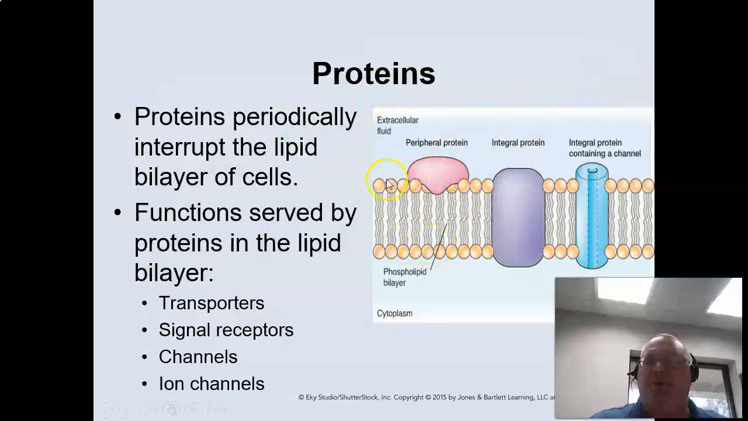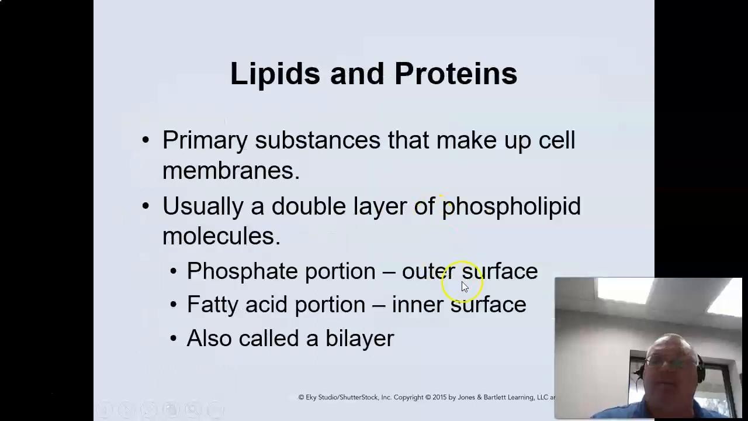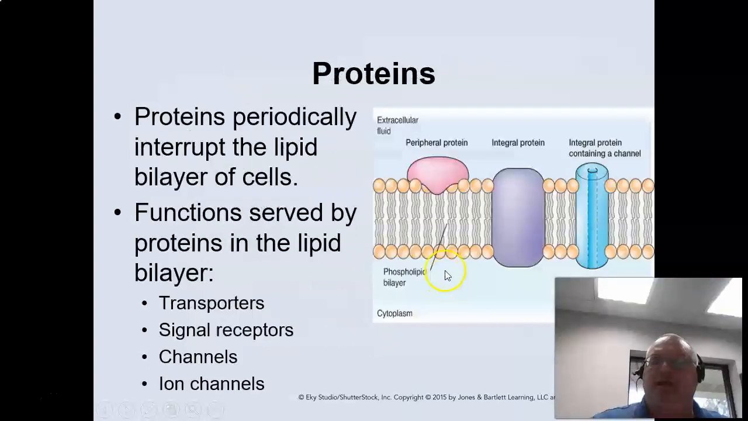There's usually a polar head, which helps repel water, and then the tails, if you will, form a bilayer that keeps water from coming into there. So usually the phosphate portion is the outer portion, and the fatty acid protein is on the inner surface.